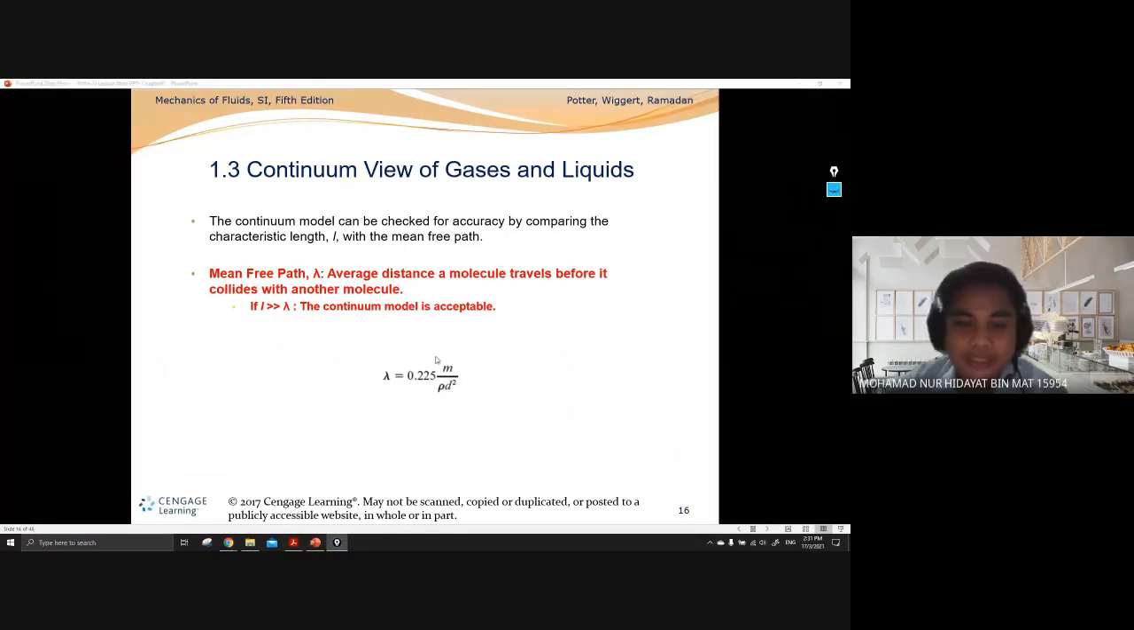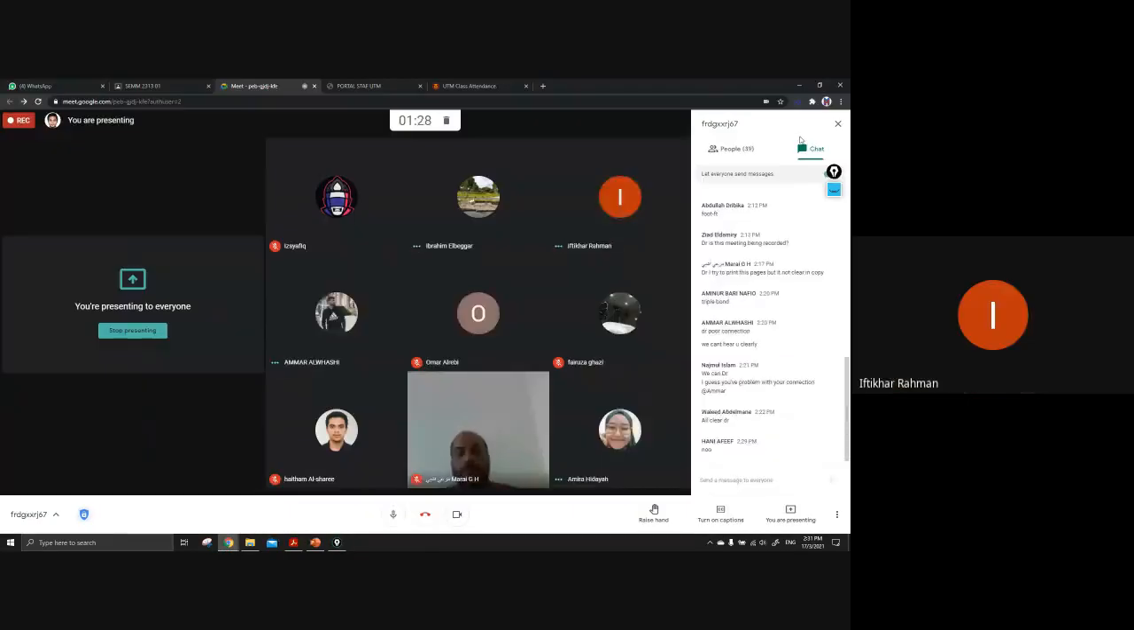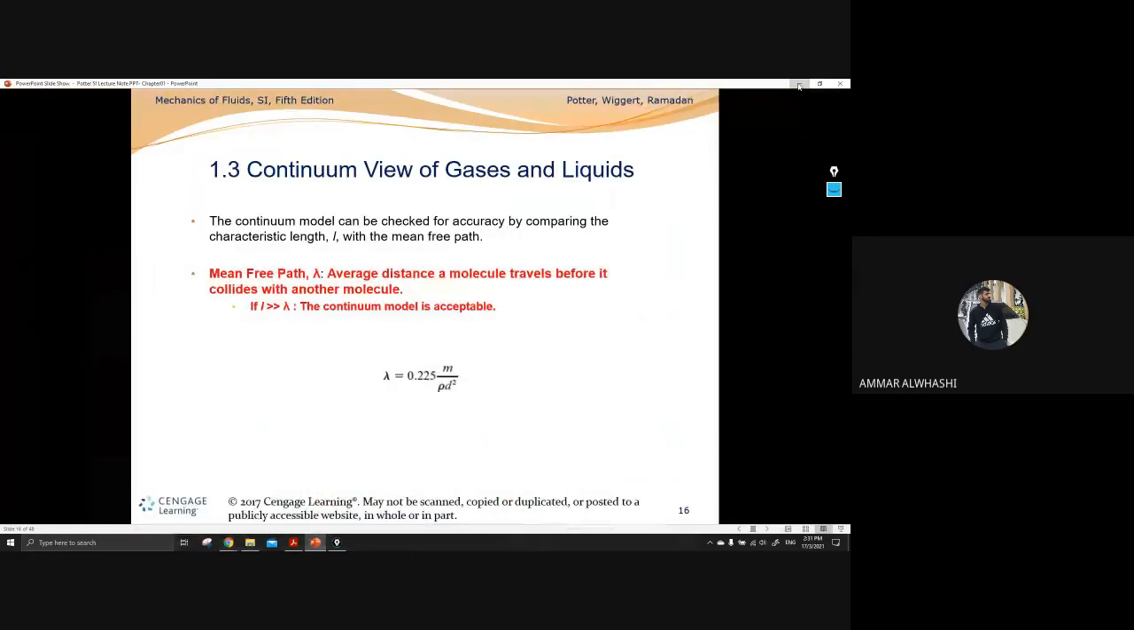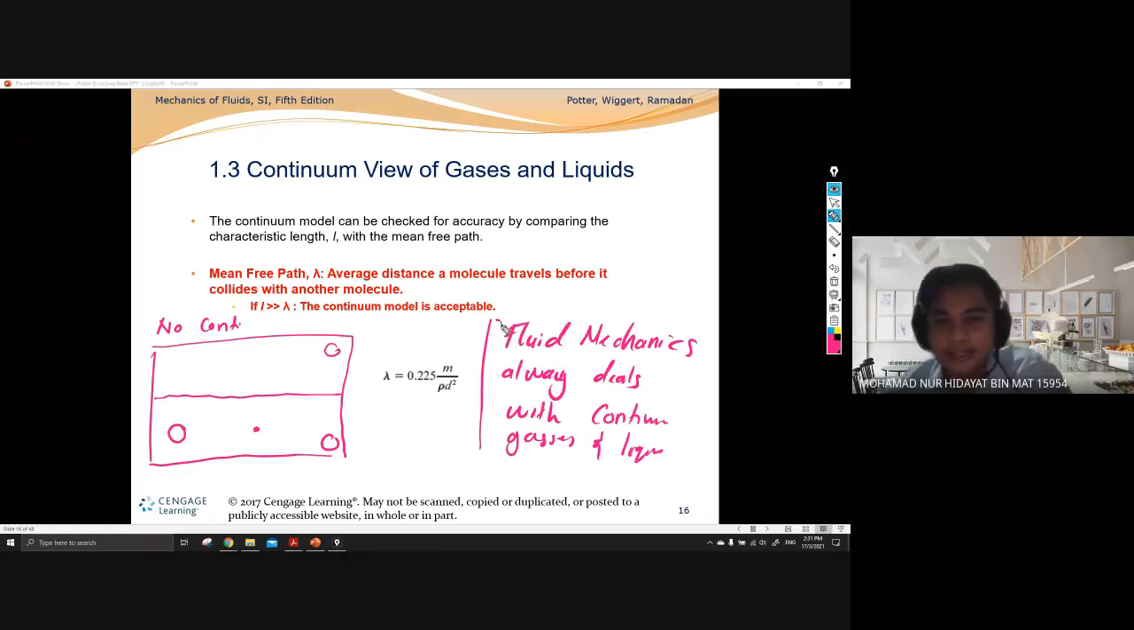Everyone, can you understand what is the importance of continuum? By looking at the molecules, we will know whether this is continuum or not. For your understanding, when you look at the matter, it is considered continuum or not continuum. So how to differentiate? You need to know the characteristic length as well as lambda, the mean free path. This is a very important point: fluid mechanics always deals with continuum gases or liquid.